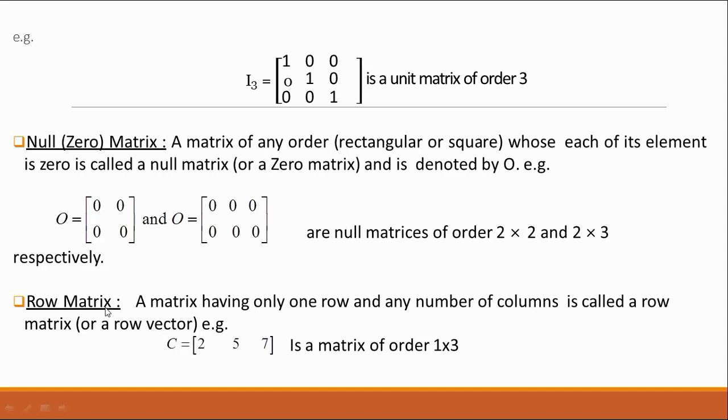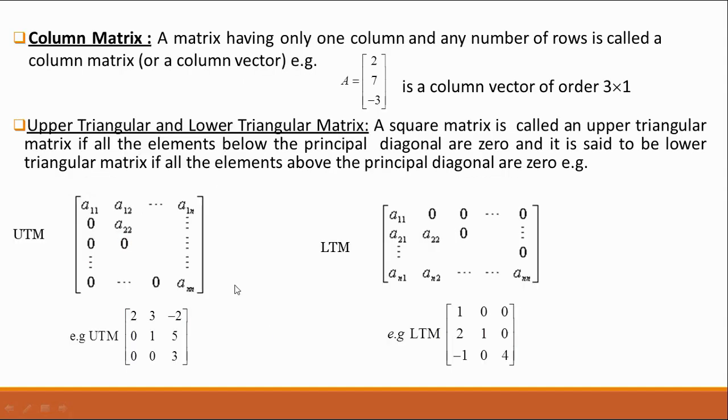Now what is a row matrix? A matrix having only one row and any number of columns is called a row matrix. For example, in this matrix there is only one row, so this is a row matrix. Now column matrix. A matrix having only one column and any number of rows is called a column matrix. For example, in this matrix there is only one column, so this is a column matrix.